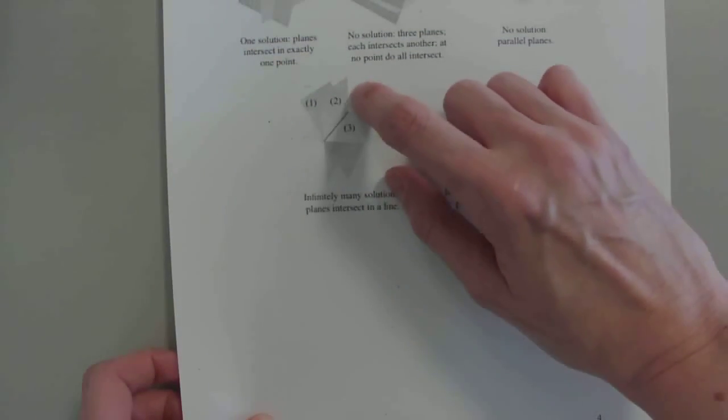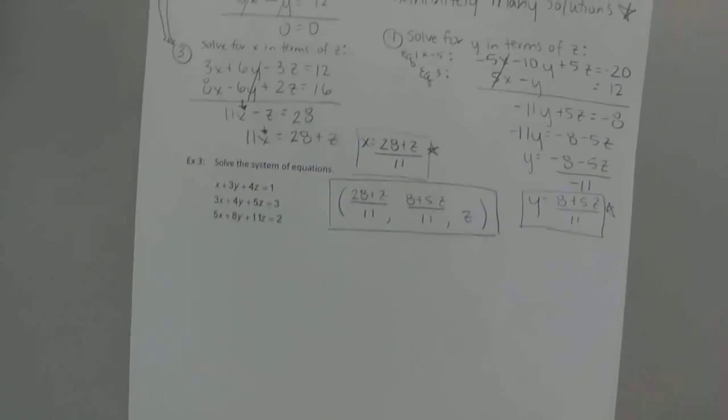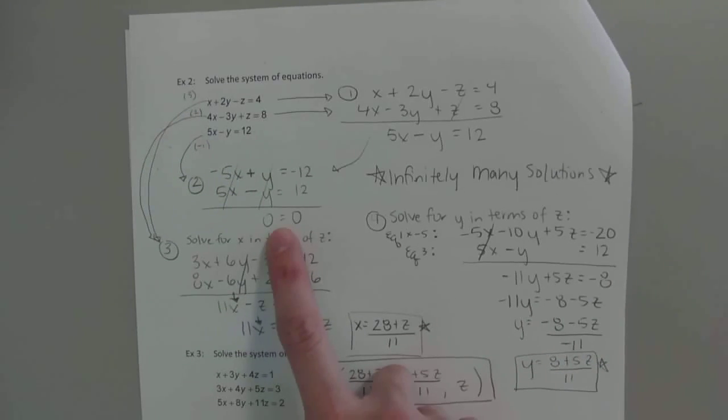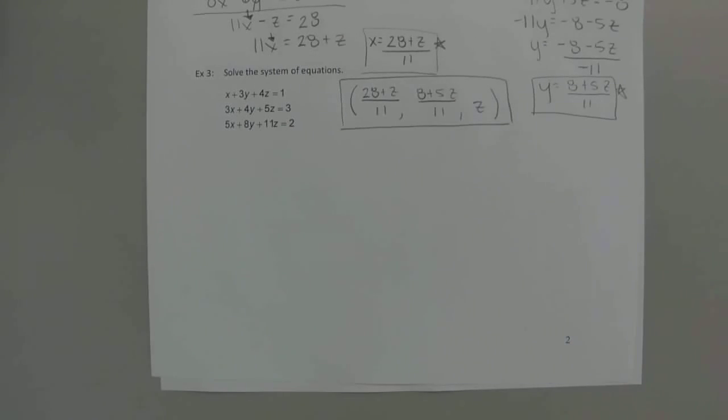So what picture did this one meet? It's this, because not all three of them were the same. Actually, it might have been this one. It's one of the two. I think it might have been this one because we had the 5x minus y equal to 12. Either way, you can see that it goes on forever. Actually, I think it's this because you can choose what z is, and then x and y would be a line.